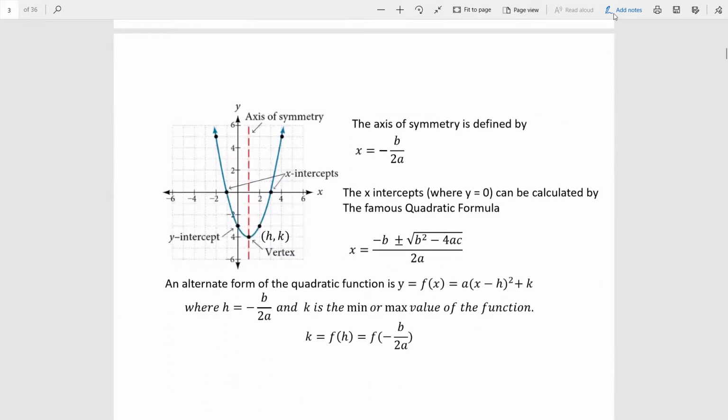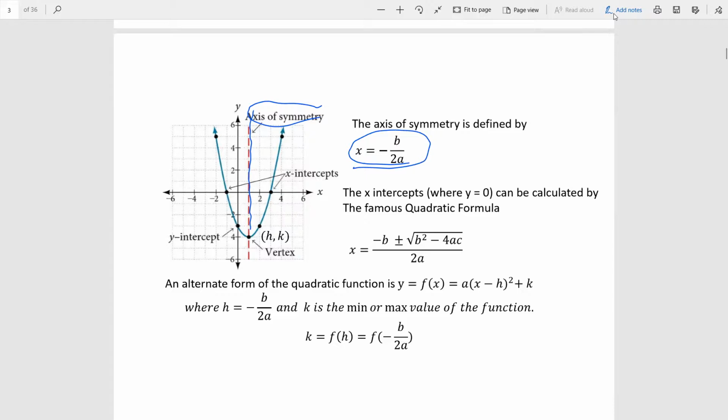Now you need to understand some of the features of a quadratic function. First of all, it has an axis of symmetry. In other words, this dotted line here splits the parabola into two pieces that are exactly equal. And the x value of that line is x equals minus b over 2a.